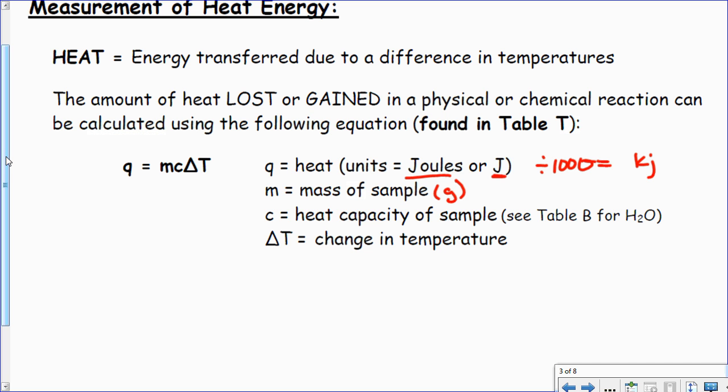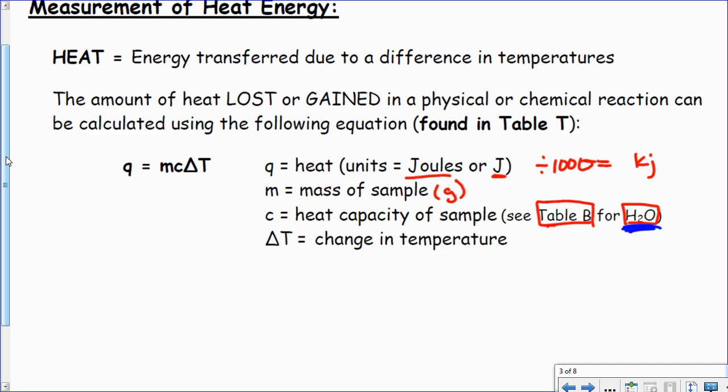C is a value called heat capacity. Table B in our references calls out the heat capacity of water. Heat capacity, on a grander note, is how much energy it takes to change the temperature of an object by 1 degree. Different materials, since they're made out of different elements, have different heat capacities. We usually focus on just water in this course.